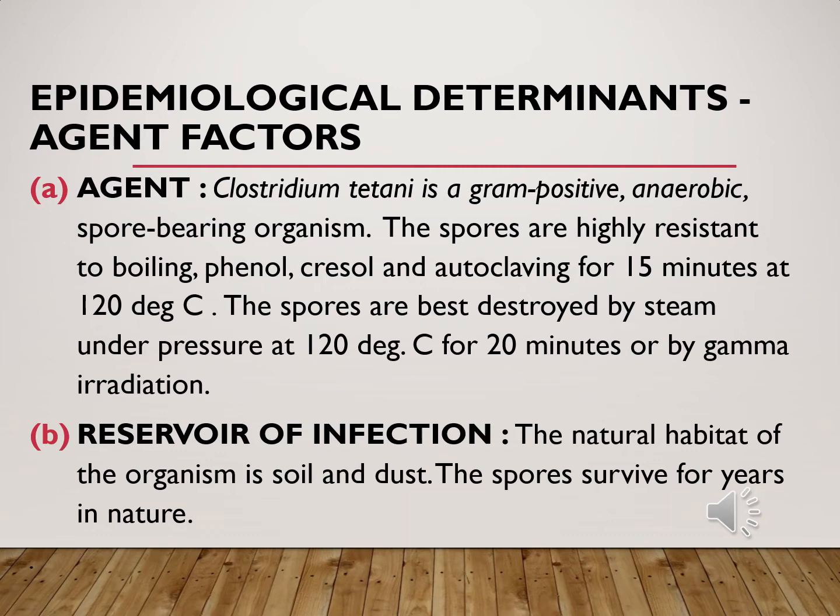However, these spores are best destroyed by steam under pressure at 120 centigrade for 20 minutes or by exposure to gamma radiation. Reservoir of infection. The natural habitat of the organism is soil and dust. The spores survive for years in nature.